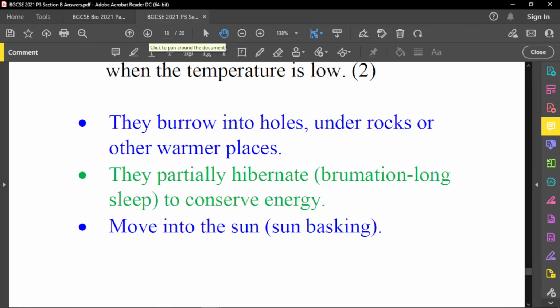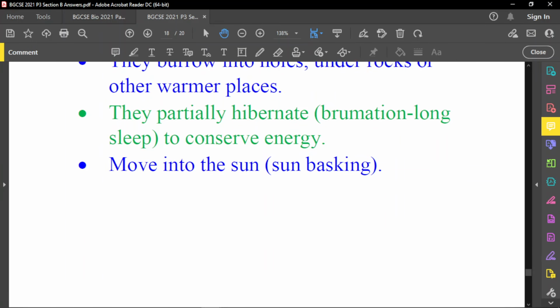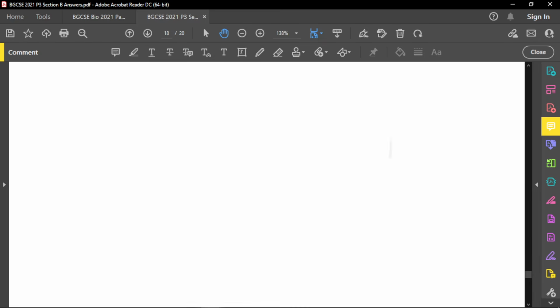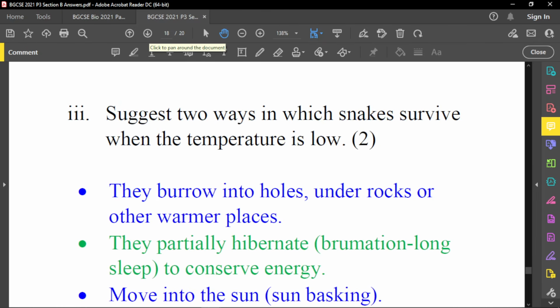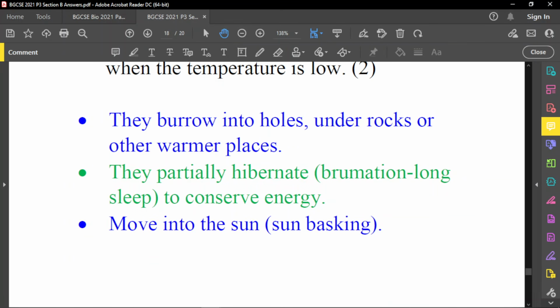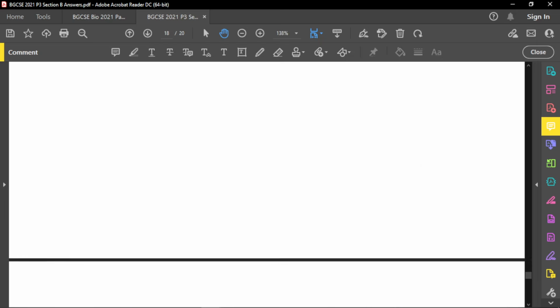Another adaptation for them is that they have scales, all right, and scales will help to form an insulation on them as well, so they won't feel that extreme cold. All right, so that's another good thing that they have, scales, to really prevent them from getting cold. But the question is not saying adaptation. If I'm just going back to the question, it just says ways in which snakes survive. But I'm just giving an adaptation that they may have, which is scales all over their bodies.